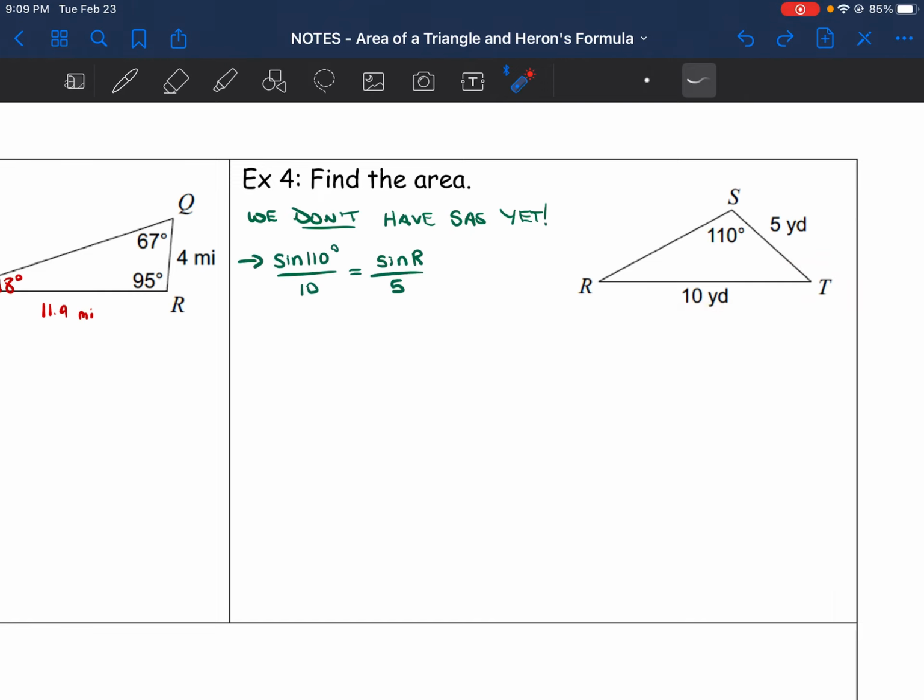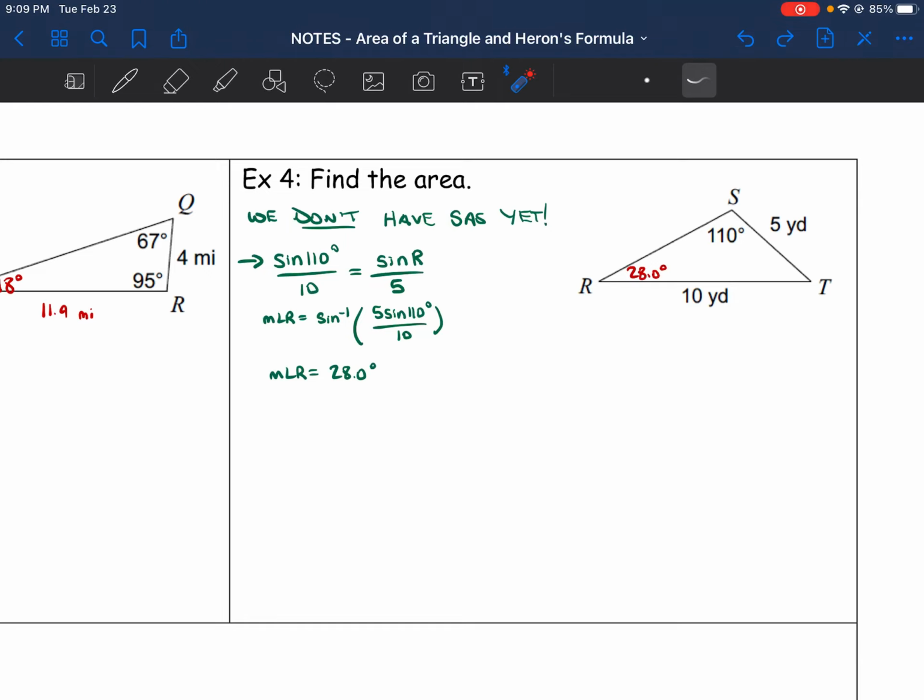So the first thing that I'm going to do is try to find angle R. Because if I can find angle R, then I can take angle R and angle S, subtract them from 180, that gets me angle T, and then I'll have side angle side. So I set up the law of sines equation: sine of 110 over 10 equals sine of angle R over 5. This is going to help me calculate angle R. Cross multiplying and solving, we get that angle R is 28 degrees.